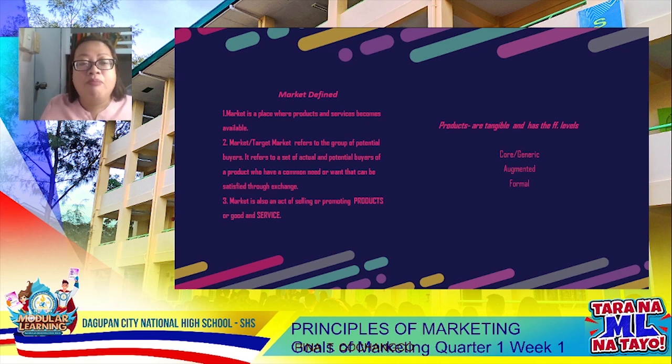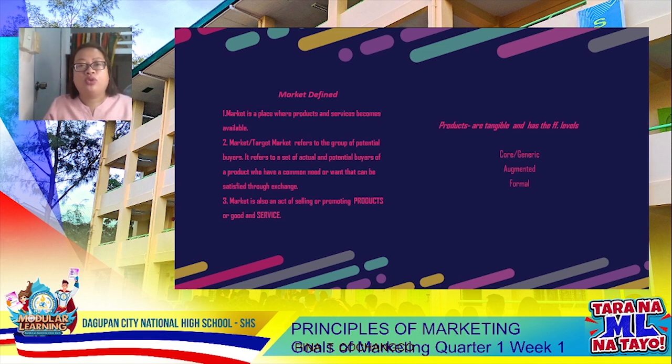Number 3, market is also an act of selling or promoting products, goods and services. So, there are several definitions of what a market is, and these are used throughout our study of marketing.